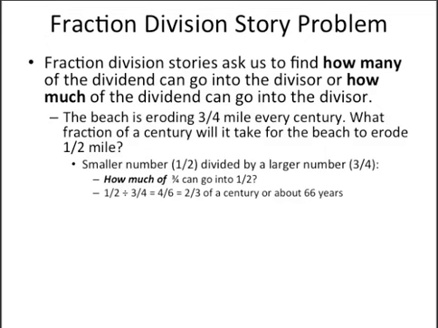Here's another example. The beach is eroding 3/4 of a mile every century. What fraction of a century will it take for the beach to erode half a mile? Okay, here we're looking at a smaller number, 1/2, divided by a larger number, 3/4. How much of 3/4 can go into 1/2? The computation tells us our answer is 2/3 of a century, or about 66 years. So it'll take 2/3 of a century for the beach to erode a half mile.